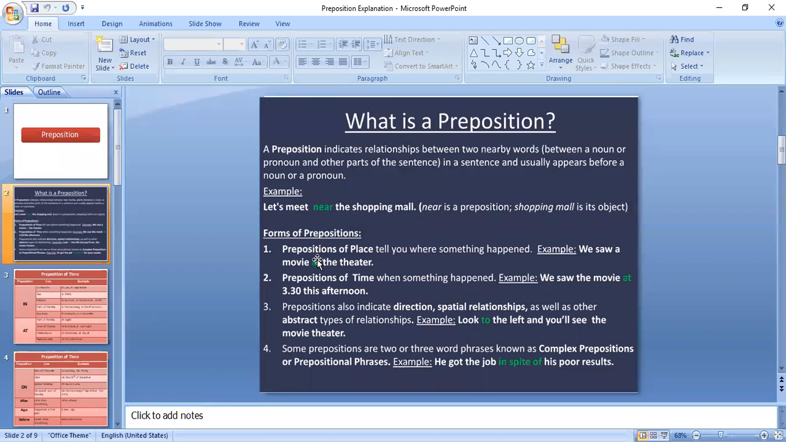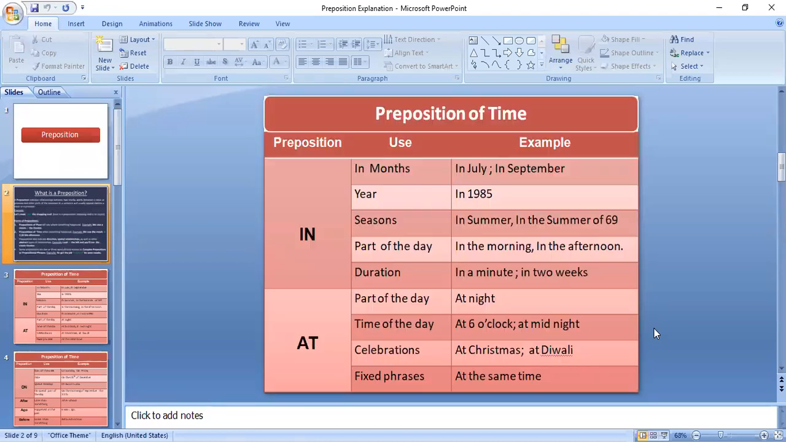Then we have different types of prepositions. Preposition of place, which tells us where the thing happened. Preposition of time, when the thing happened. Prepositions about directions, special relations, and abstract types of relations. Then some prepositions are used in more than one word. They are known as complex prepositions or prepositional phrases.